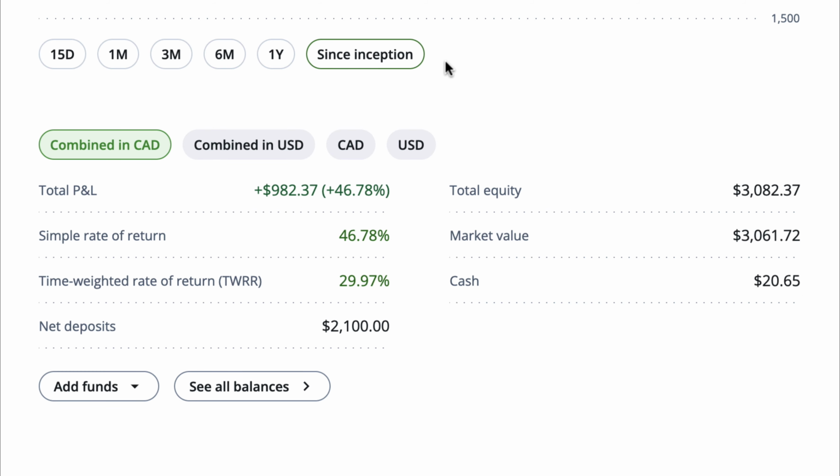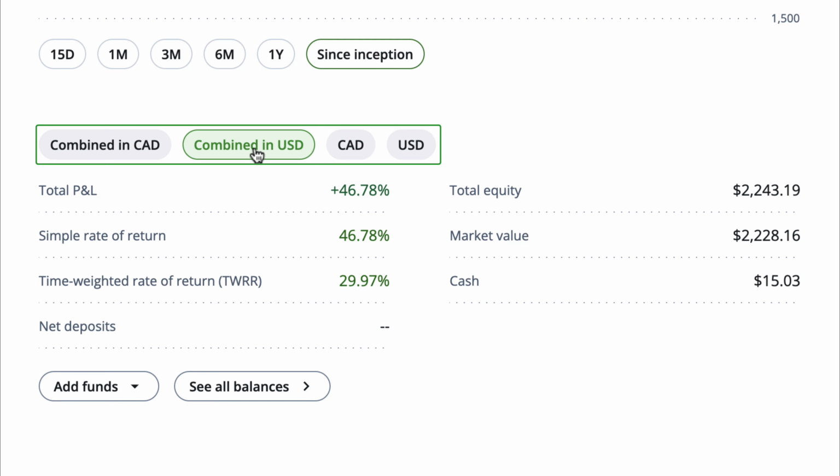For an even more detailed breakdown, click See All Balances. You can also choose to toggle between currencies by selecting between USD and CAD.